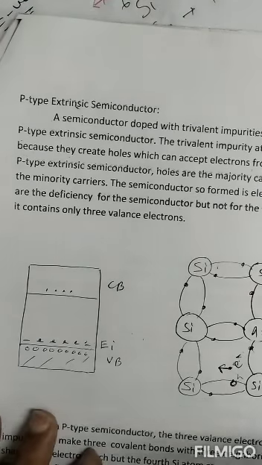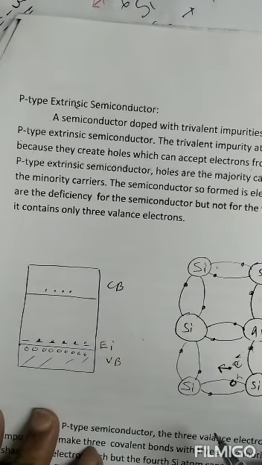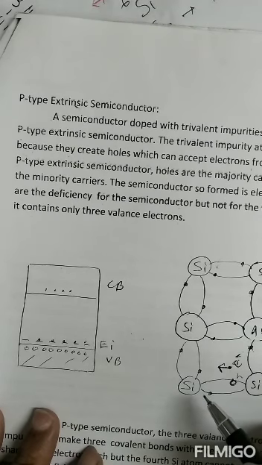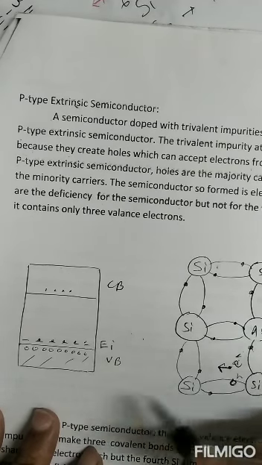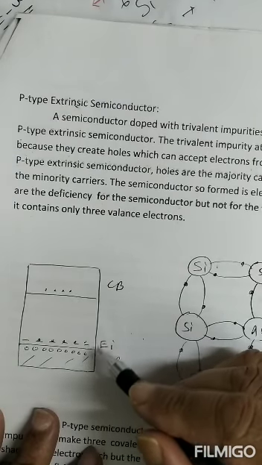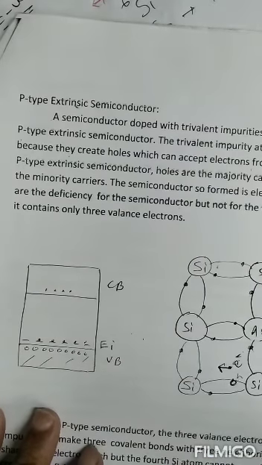So what is a p-type extrinsic semiconductor? The semiconductor obtained after doping trivalent impurity is called a p-type extrinsic semiconductor. Here the energy level of the impure atom is just above the upper value of the energy of the valence band.